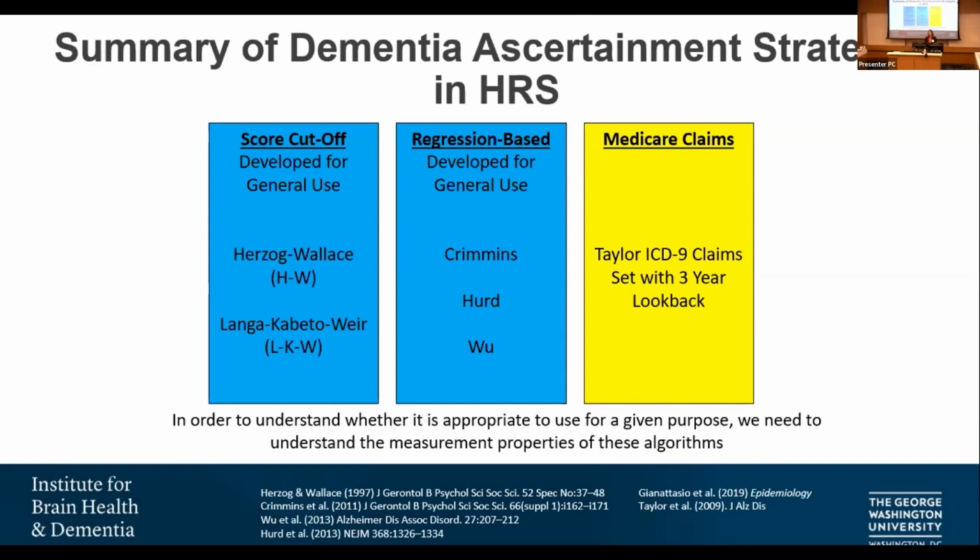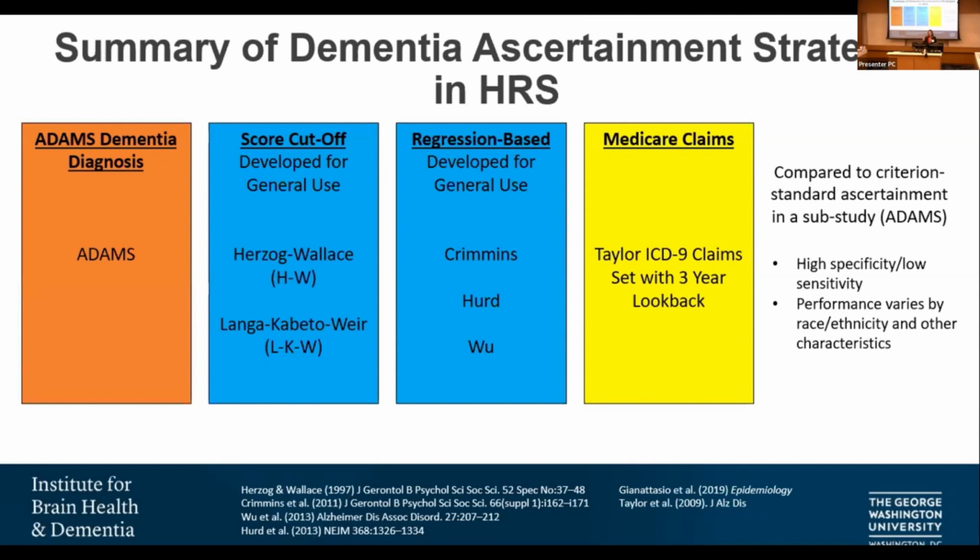Now, in order to understand whether it's appropriate to use for a given purpose, and specifically for my purpose, I wanted to understand the measurement properties of these algorithms. Because there are six of them, which one should I use? Which one's gonna be best? And if I want to quantify racial disparities in dementia, one of the things I didn't want to do was quantify measurement error in my tool, because that's not useful.